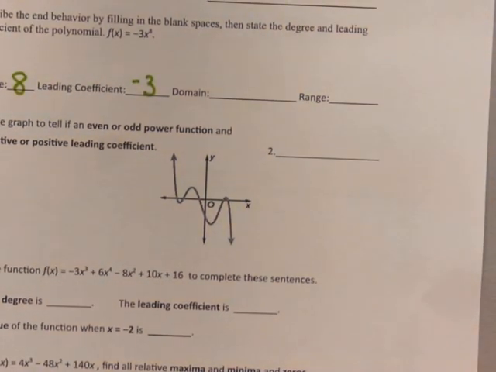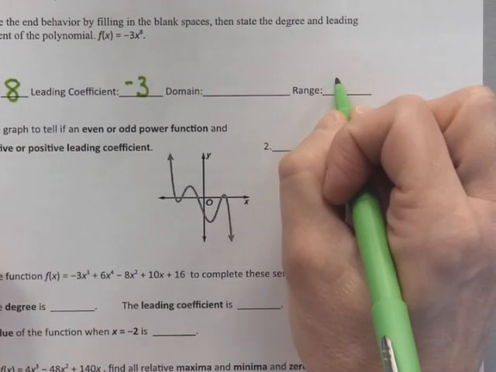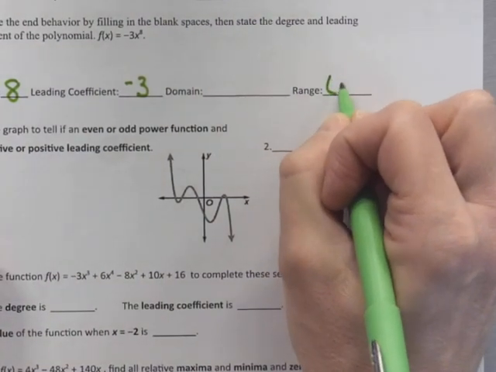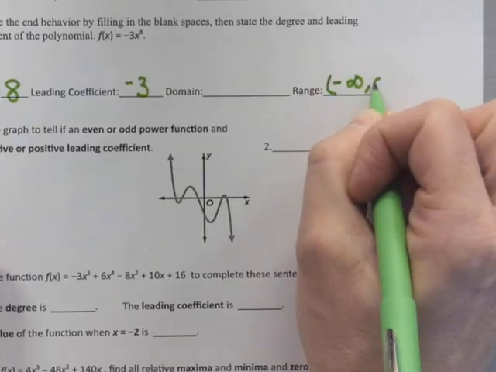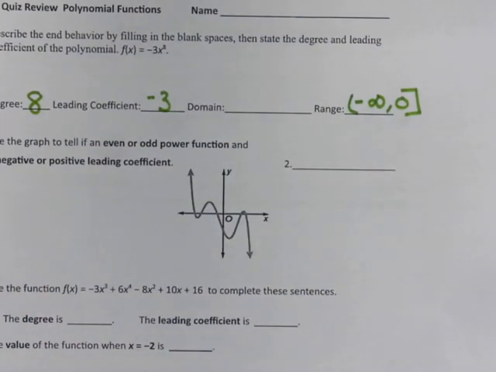Okay. So for my range, I have a graph that's going to go from -infinity to 0, and it's going to include 0. Remember, we always go small to big. So small, and then bigger as we go to the right. So -infinity, and my graph goes up to 0, and then it stops.